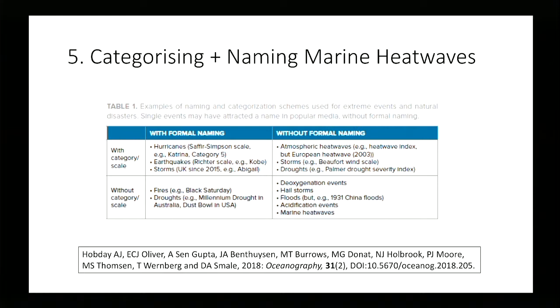If we look at formal naming and category scales, with hurricanes, for example, Katrina, like Hamish talked about this morning, Katrina is a name, and it was Category 5. So how are we going to identify what are the extreme marine heat waves? We've got marine heat waves, but what are the really big ones?